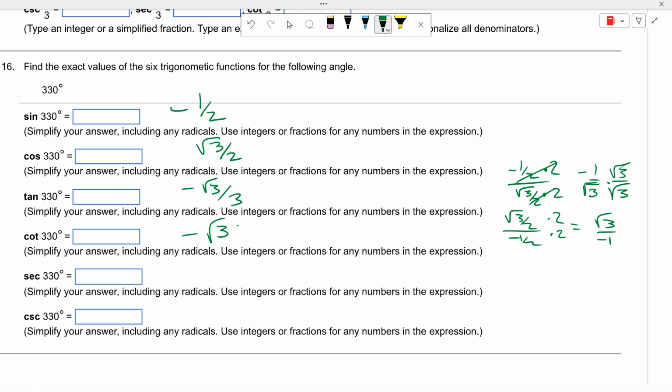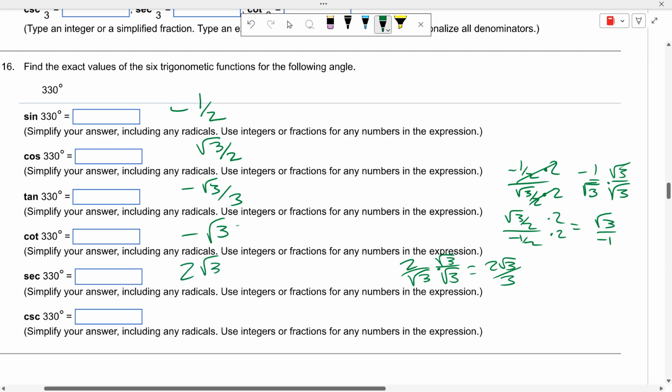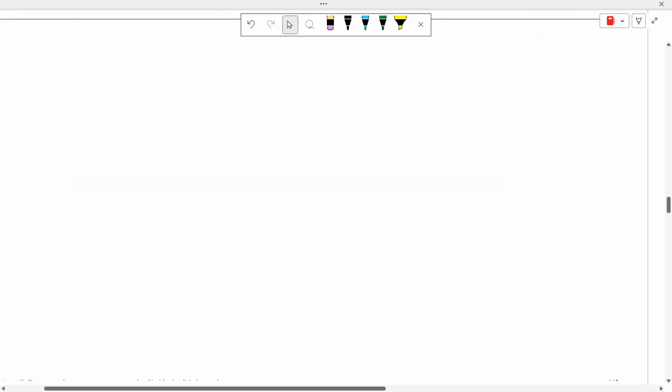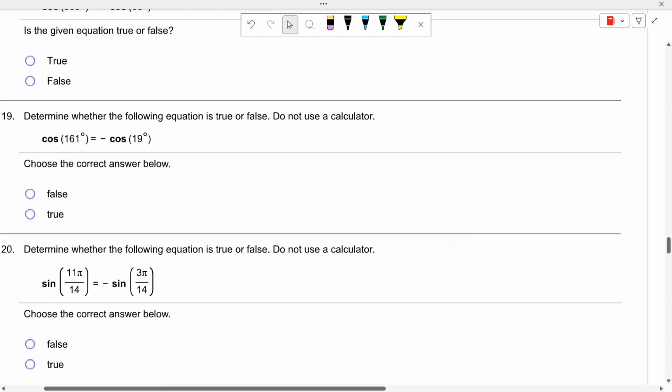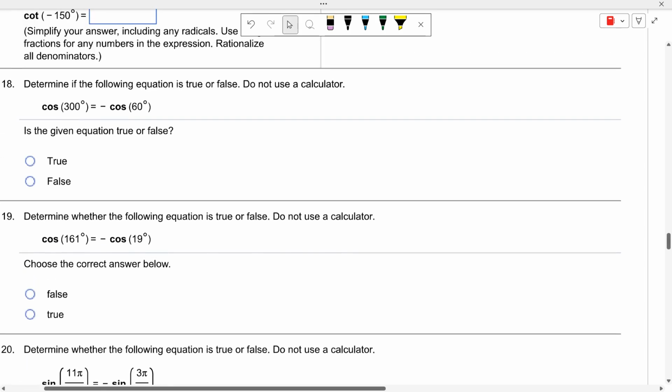Secant. Secant's a reciprocal of which one? Sine or cosine? Cosine. It's a reciprocal of cosine. So if you flip over cosine, 2 over square root of 3, can't leave square root of 3 on the bottom. So it's 2 square root of 3 over 3. Cosecant is the reciprocal of sine, so it is negative 2. The reciprocal of negative 1/2 is negative 2. Okay?